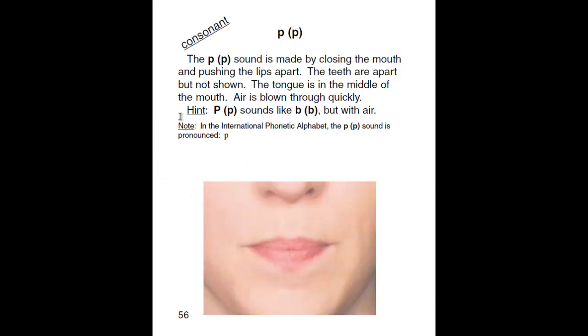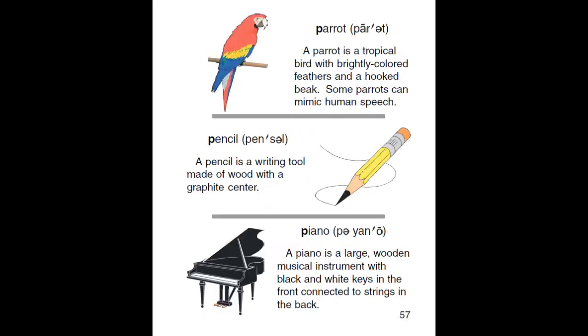P. The P sound is made by closing the mouth and pushing the lips apart. The teeth are apart but not shown. The tongue is in the middle of the mouth. Air is blown through quickly. P. Parrot. Pencil. Piano.